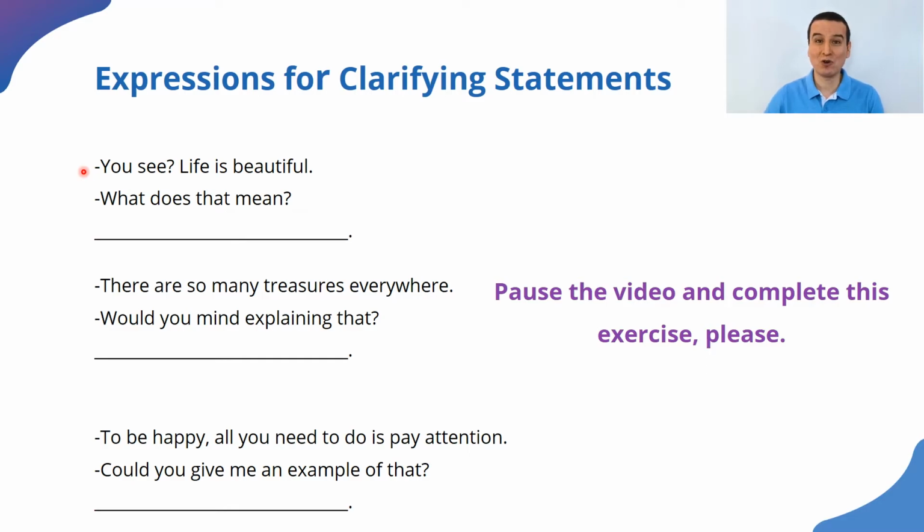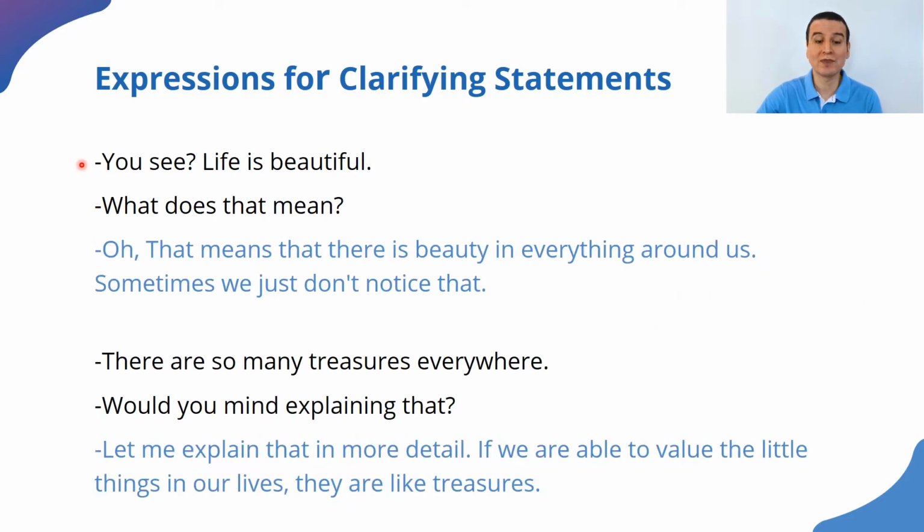All right. I hope that you completed the activity, that you have your answers, and let's compare it with some that a student wrote. So the first conversation started, you see, life is beautiful. What does that mean? So the expansion could be something like this. Oh, that means that there is beauty in everything around us. Sometimes we just don't notice that. All right? That could be one expansion. What is important here is that you're saying, that means that.